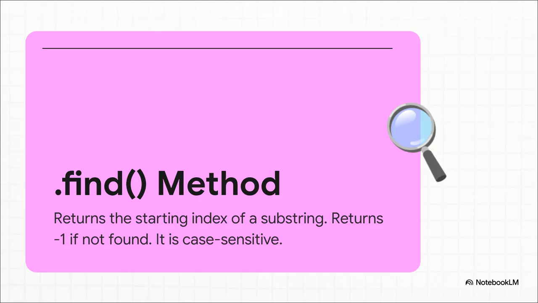Now, if you just need to know where a piece of text is located, you can think of the dot find method as your personal text GPS. It'll tell you the exact index where a substring starts. And if it can't find it at all, it'll return a -1, which is a really clear signal that what you're looking for just isn't there. Oh, and be careful, it is case sensitive.